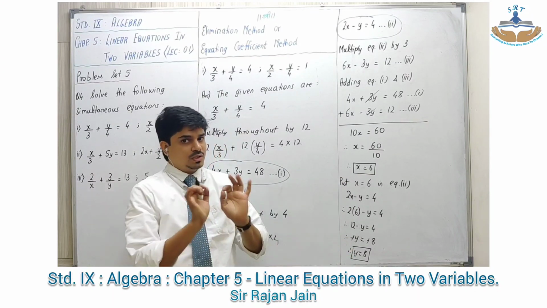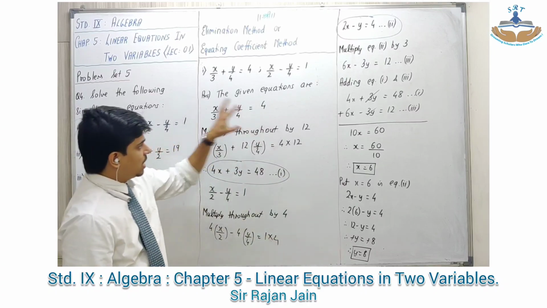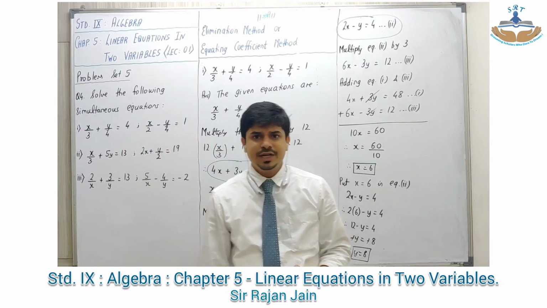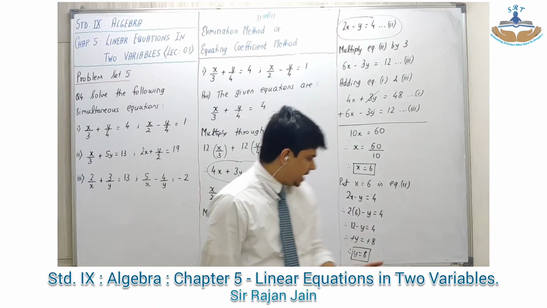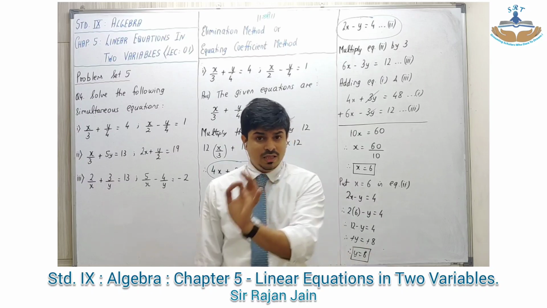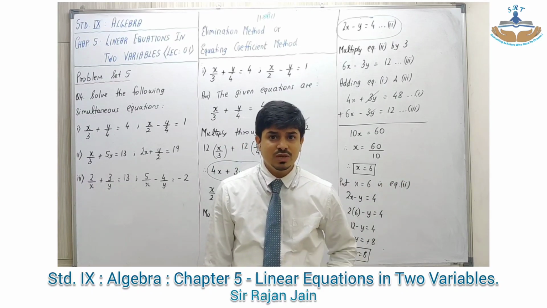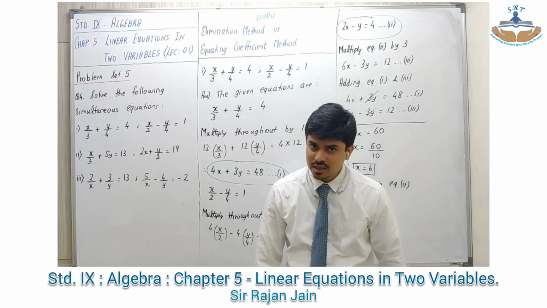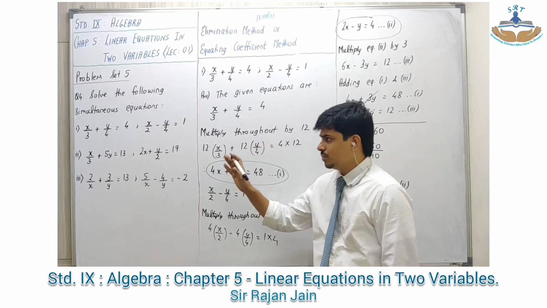Clear? Okay. So what was the only new part? If there is a fraction, remove the fraction by multiplying by the LCM of the denominators. Clear with this? Okay. And it is very obvious. After this, you need to write your answer in statement form. Therefore, the solution of the given equation is x comma y is equal to 6 comma 8. Clear? Now let's go to question number 2.